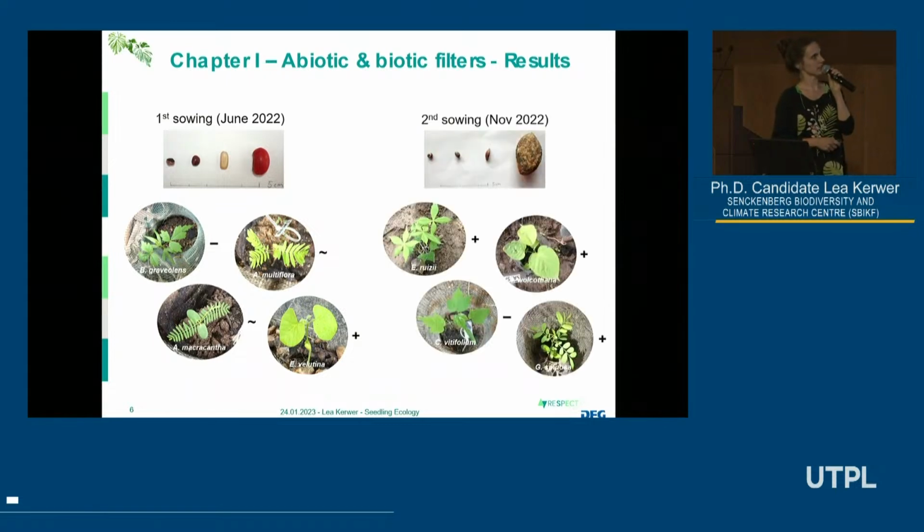For the second sowing, I have 3 species that are performing quite well, and only Cochlospermum vitifolium has not been producing so many seedlings.